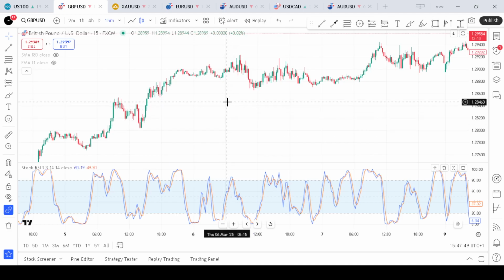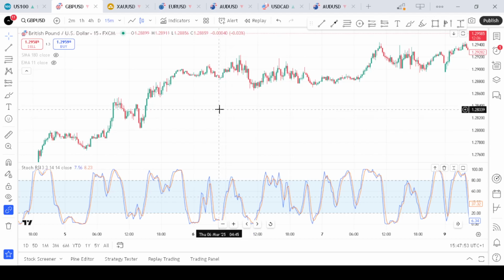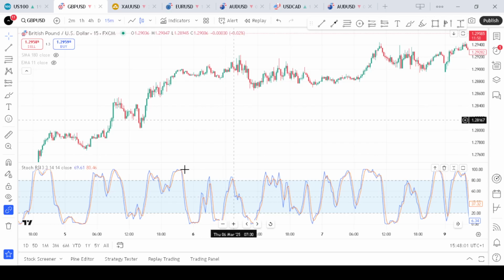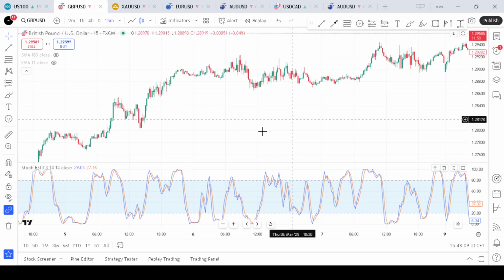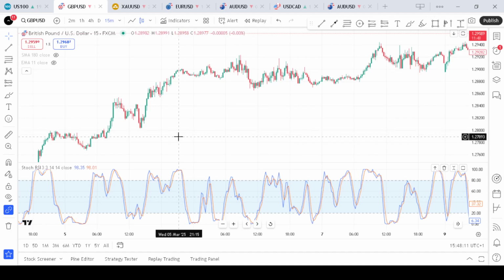We start by understanding what the Stochastic RSI is. The Stochastic RSI is a powerful technical indicator that combines two popular momentum oscillators. The first oscillator it combines is the relative strength index, the RSI, and the second is the stochastic oscillator. The combination of these two powerful indicators is what forms our Stochastic RSI indicator.